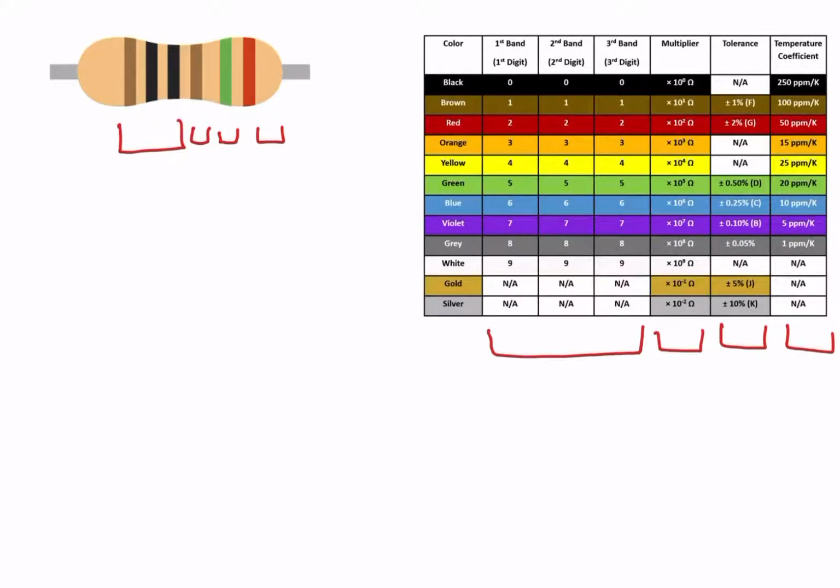Okay, brown, it's 1, black, 0, and 0, 0, 0. The brown as a multiplier is 10 power 1. The green is plus minus 0.5 tolerance, and the last one is temperature.